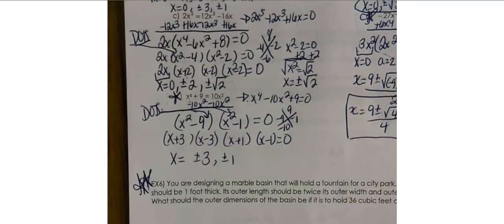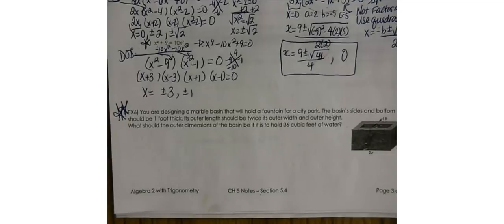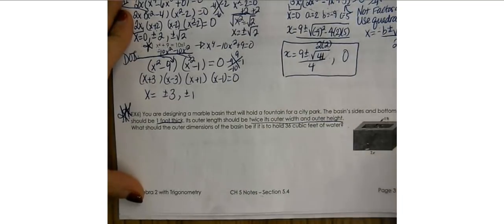We have one more example and then we are finished for today. This is a problem that you will see on your homework, and then there's going to be a variation of this problem on your test. So it says you are designing a marble basin that will hold a fountain for a city park. The basin's sides and bottom should be 1 foot thick. Its outer length should be twice its outer width and outer height. And so that's what we have right here. Here's our outer length, it's 2x. And then we have our width being x and our height being x.